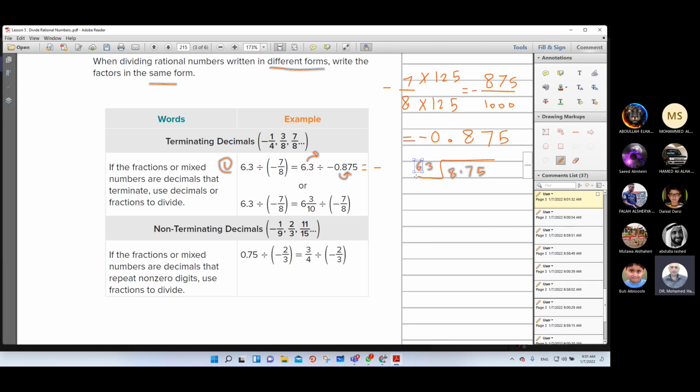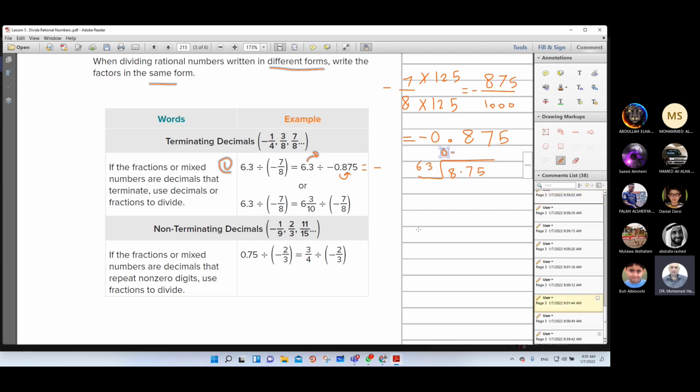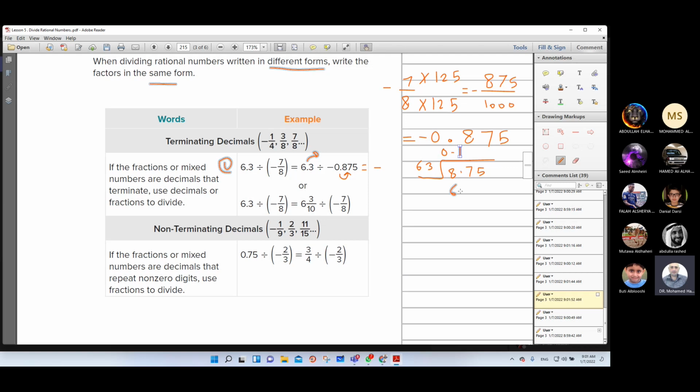Now, here you have 2 digits. Must take here 2 digits. So take the point up, right here, 0. 63 and here 87. 87 divided by 63 will be 1. 1 times 63, 63. Then do divide, minus.